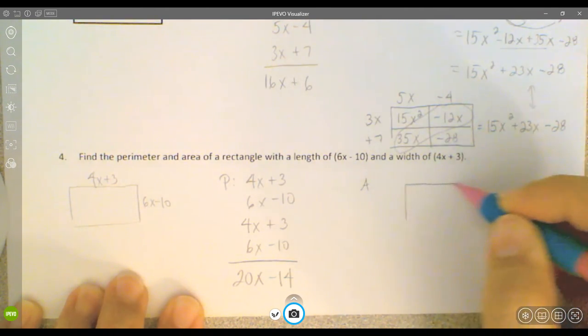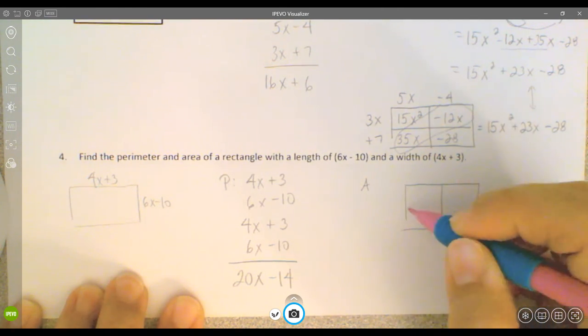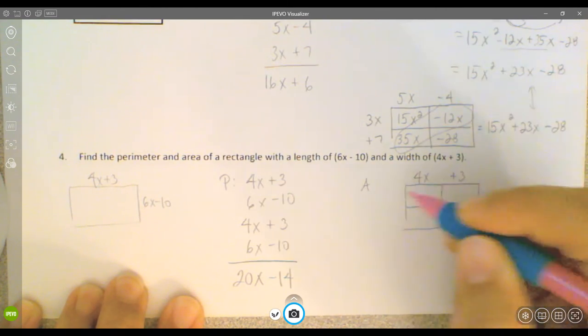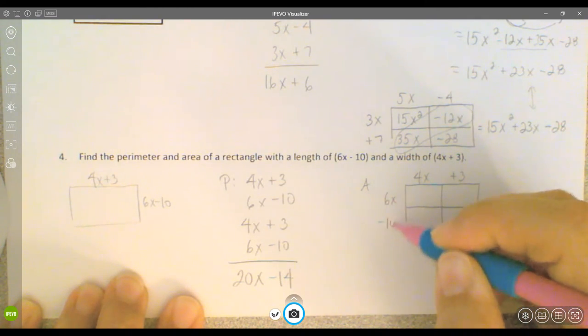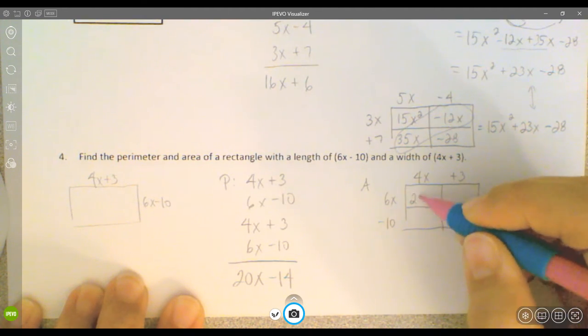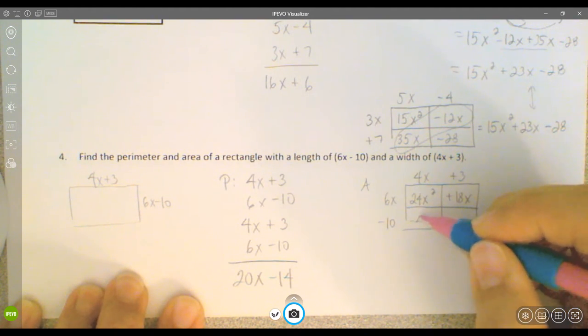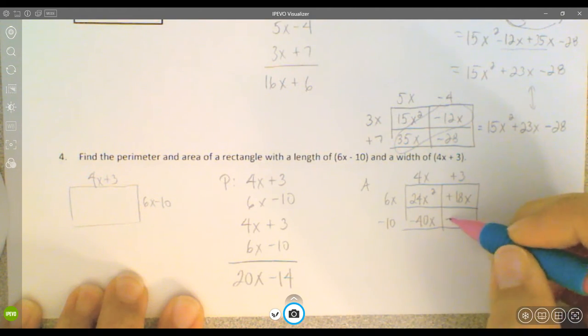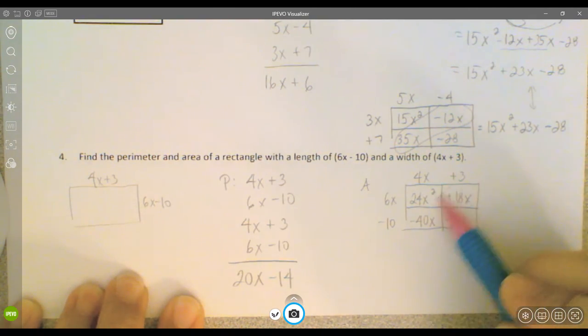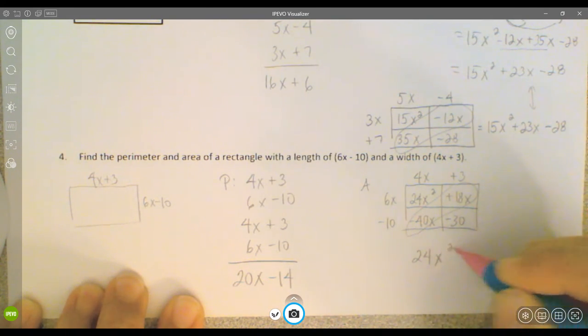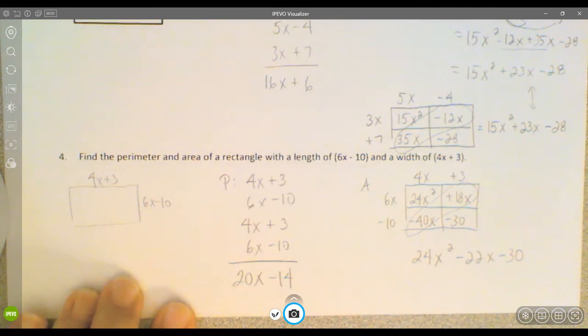And now I want to find the area. And you know what? I'll do this. We'll see area of a rectangle, and then we'll use this model to find the area. So we have 4x plus 3, we have 6x minus 10. 6x times 4x is 24x squared. 6x times 3 is 18x. Negative 10 times 4x is negative 40x. Negative 10 times 3 is negative 30. Here are my like terms. So I'm going to get 24x squared minus 22x minus 30.